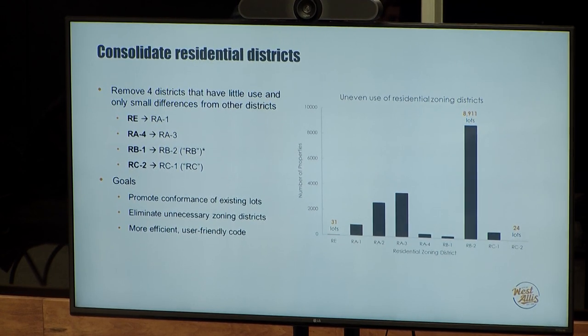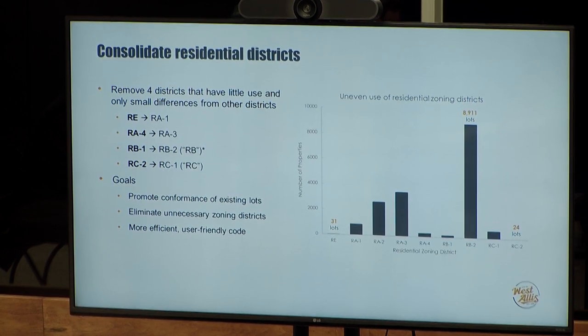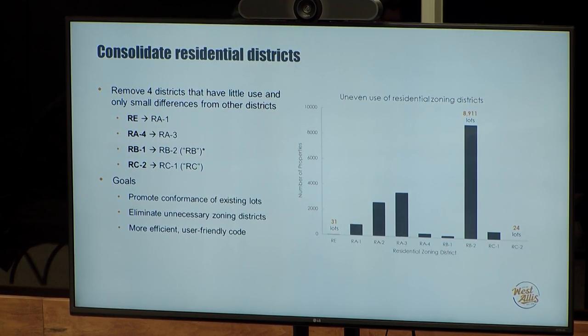The graph on the right shows the number of properties that are zoned in each residential district in the city. You'll see there's certain ones, especially our RE district and RC2, where only a handful of lots in the entire city have that zoning. A lot of these districts have very few properties, and they're very similar in the regulations to other districts. So we want to merge them where possible to make our zoning code easier to understand and more efficient. It's just these redundancies that we don't really need.